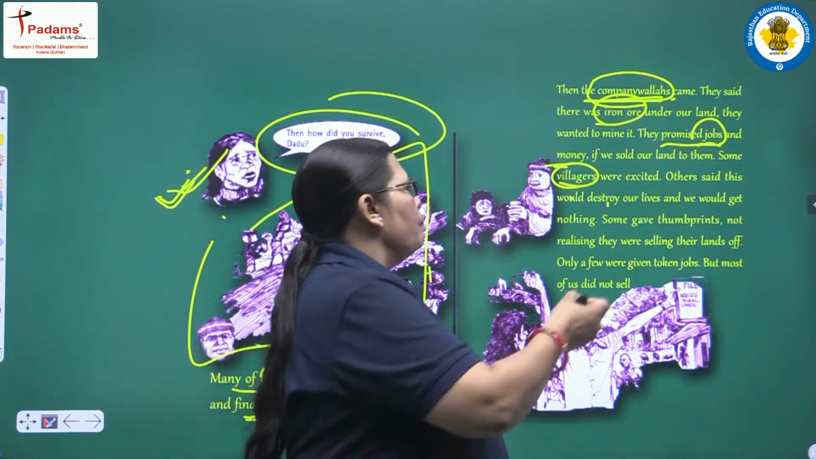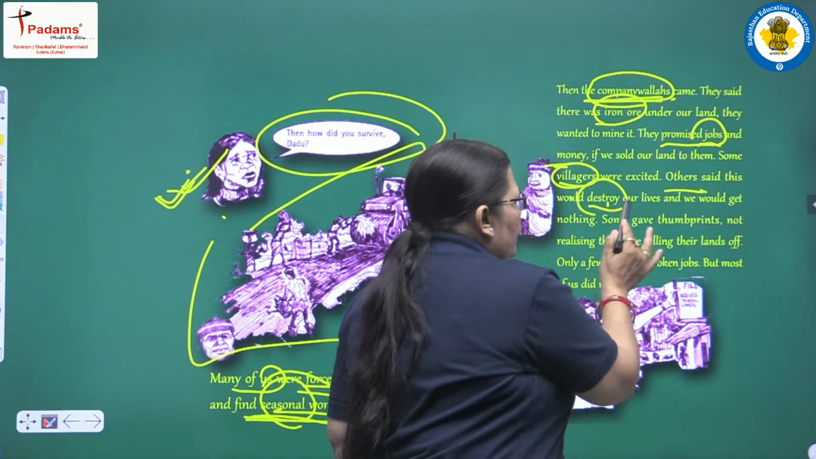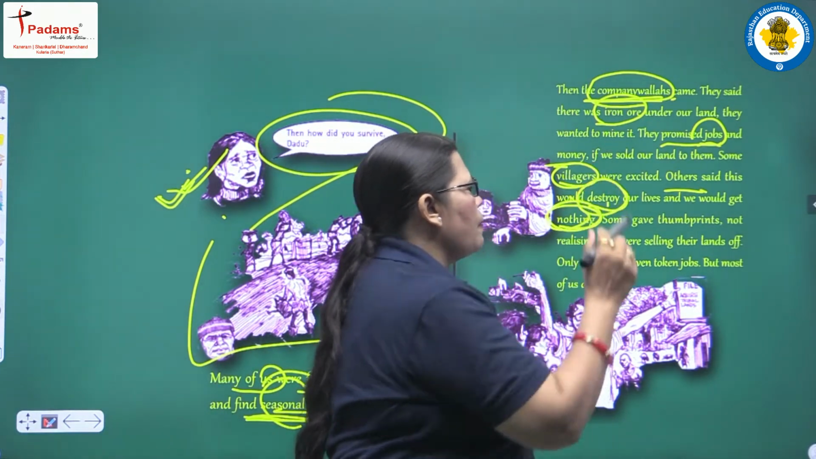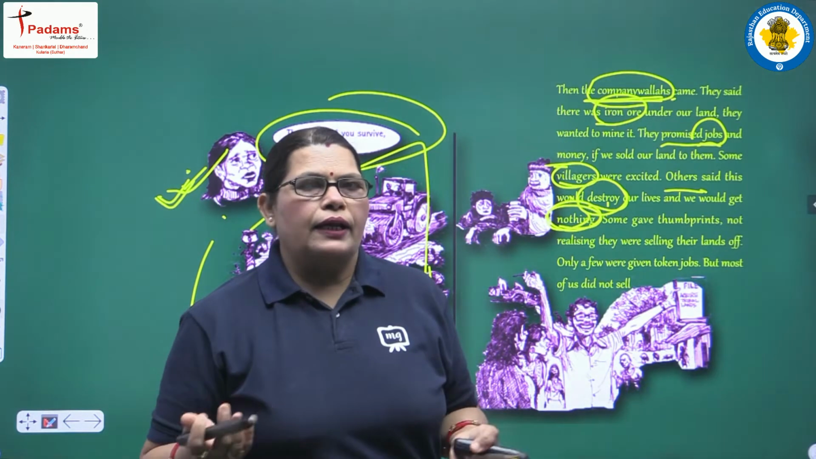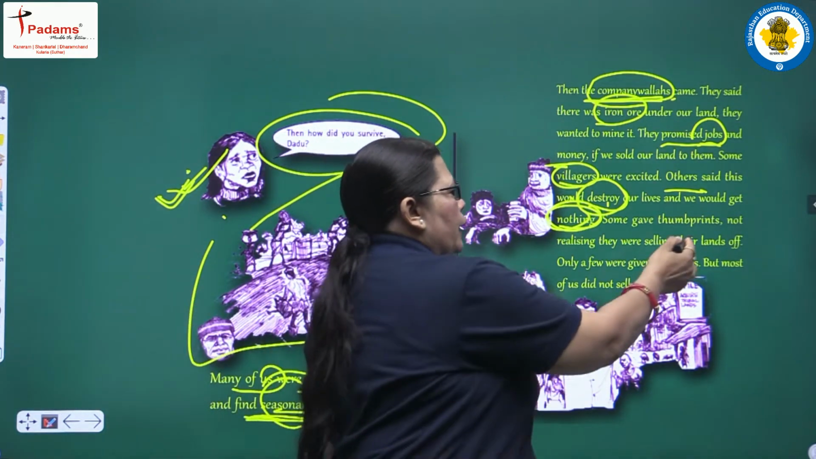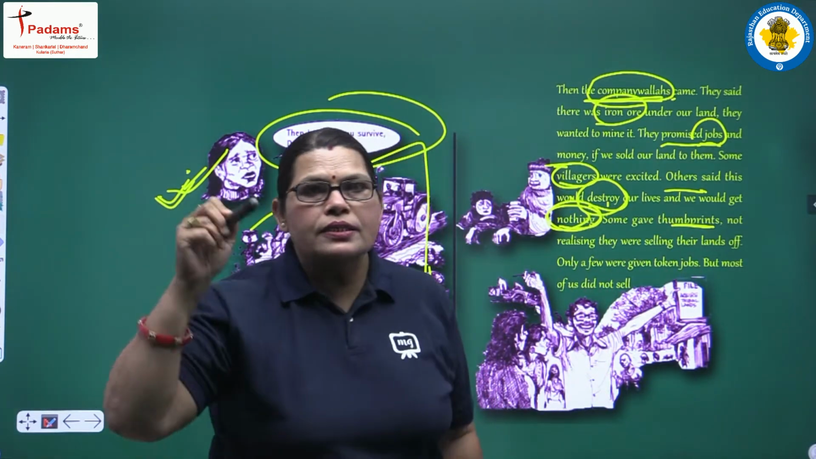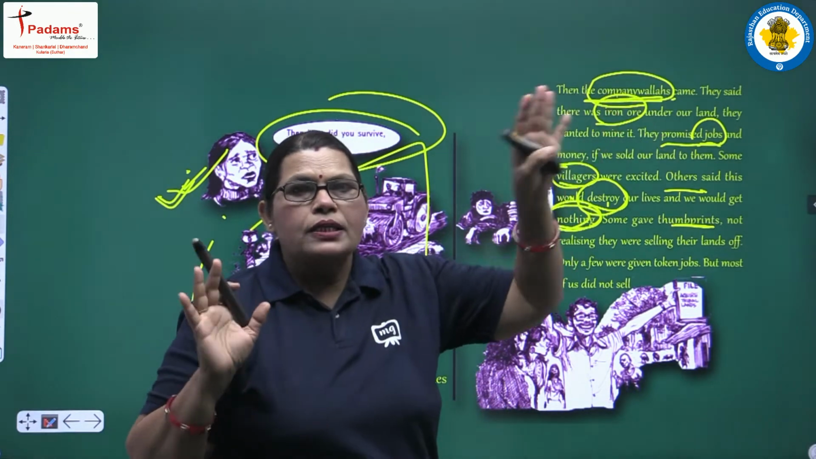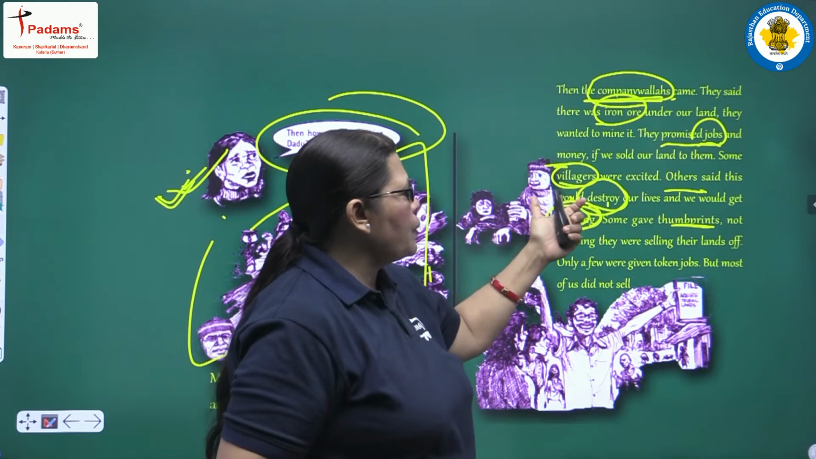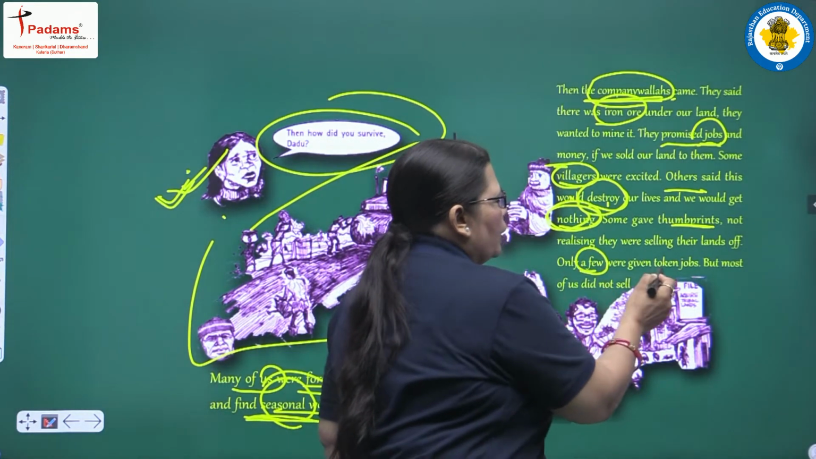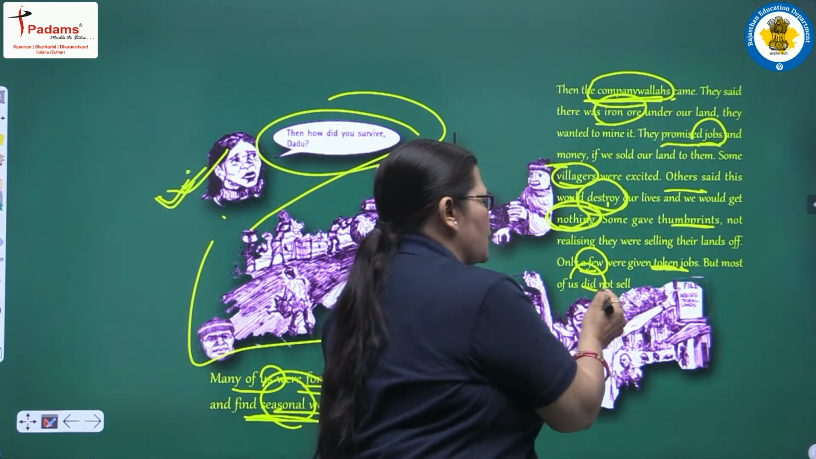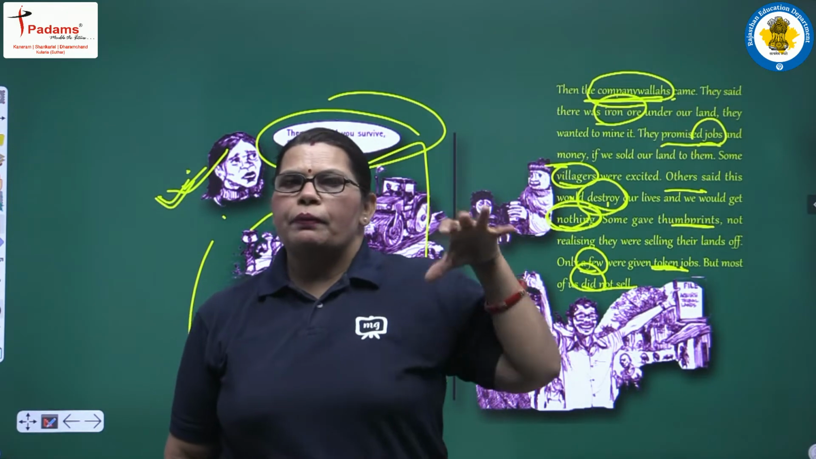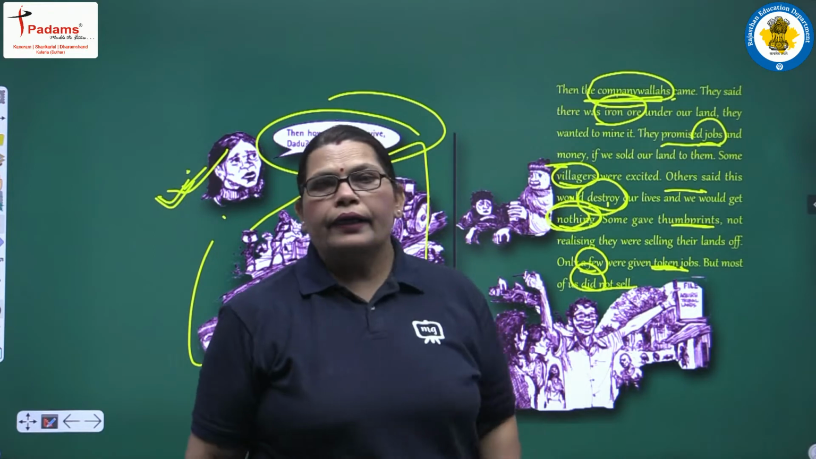Dadu is telling his story. Others said this would destroy our lives and we would get nothing from this. Some gave thumbprints also, because in the excitement many people started to give thumbprints, not realizing they were selling their lands off, only on the conditions of a job, some money and other things. Only a few were given token jobs there, but most of us did not sell. Only a few people got a job there, but most of the people at that time didn't sell their land.